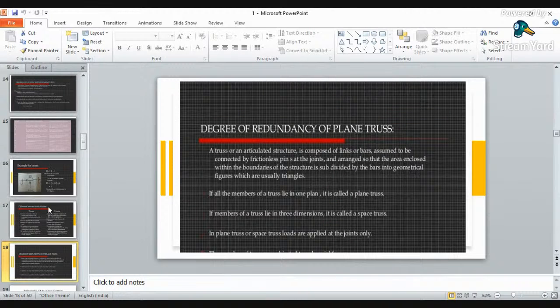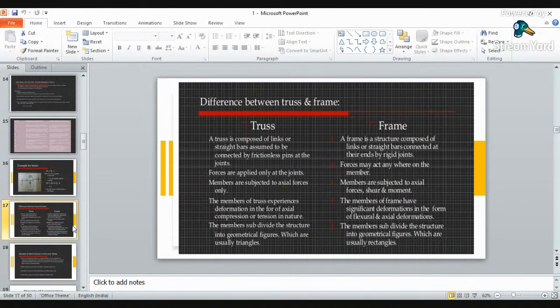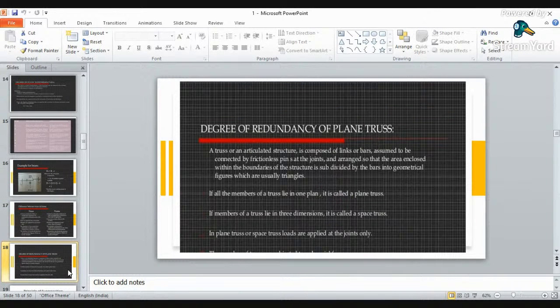Okay. Then the next structural element after the beam is the truss element. Now, what is a truss element? As we know, truss elements are nothing but structures or members which are composed of links or bars assumed to be connected by frictionless pins.